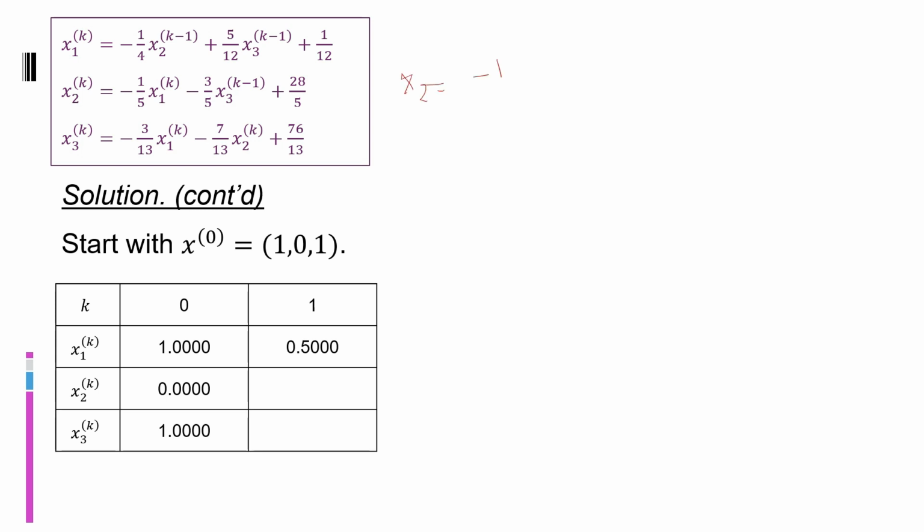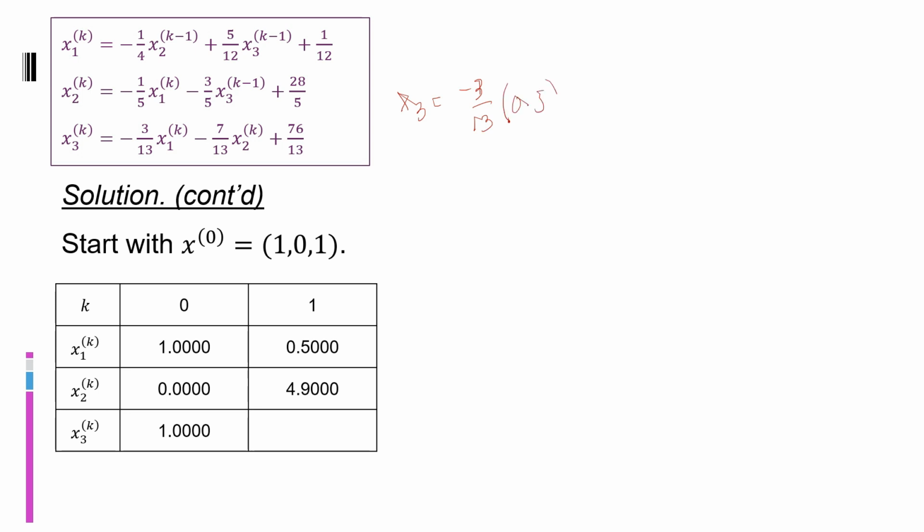For x sub 2, we have negative 1/5 times, so ito ng new value ang gamitin natin, 0.5, minus 3/5 times, eto kasi wala pa siyang new value, so we have 1 plus 28 over 5. And x sub 2 now is equal to 4.9000.